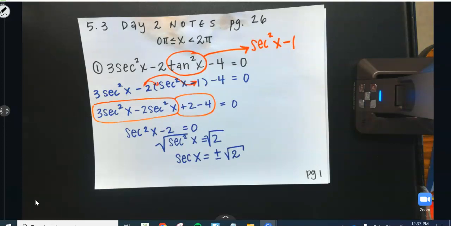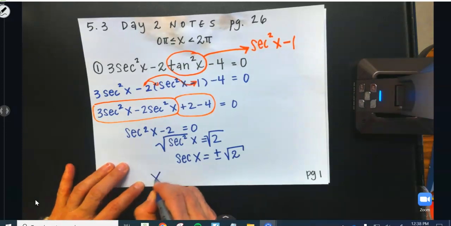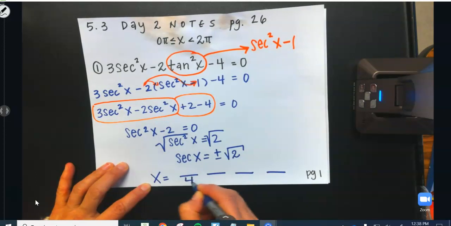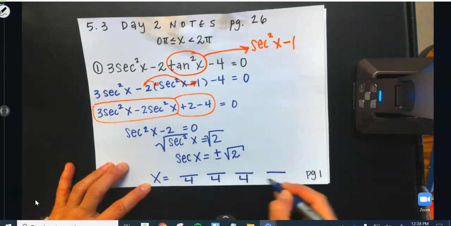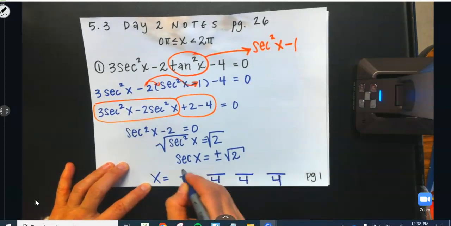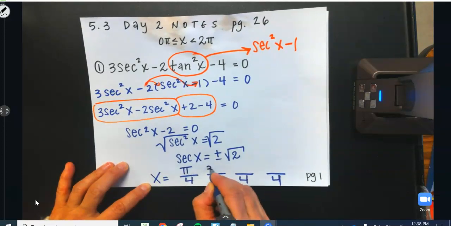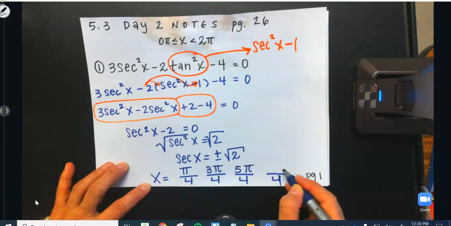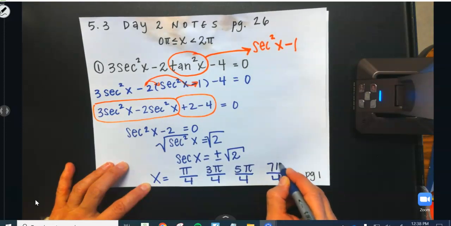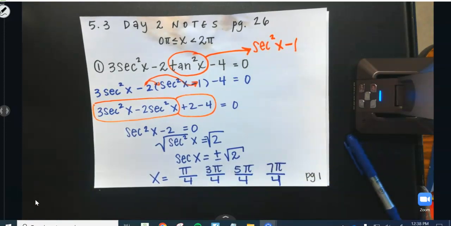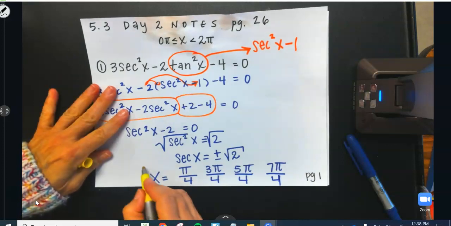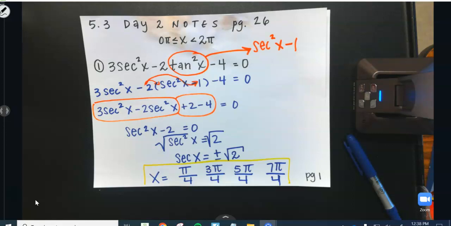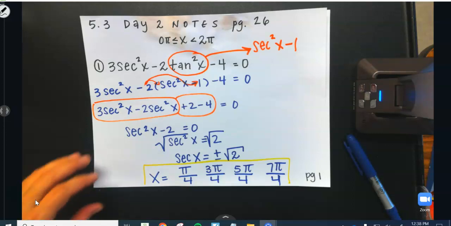Okay, 4 answers. So x is going to equal all the fourths. Do you guys have any questions on this? Okay, let's look at problem 2.